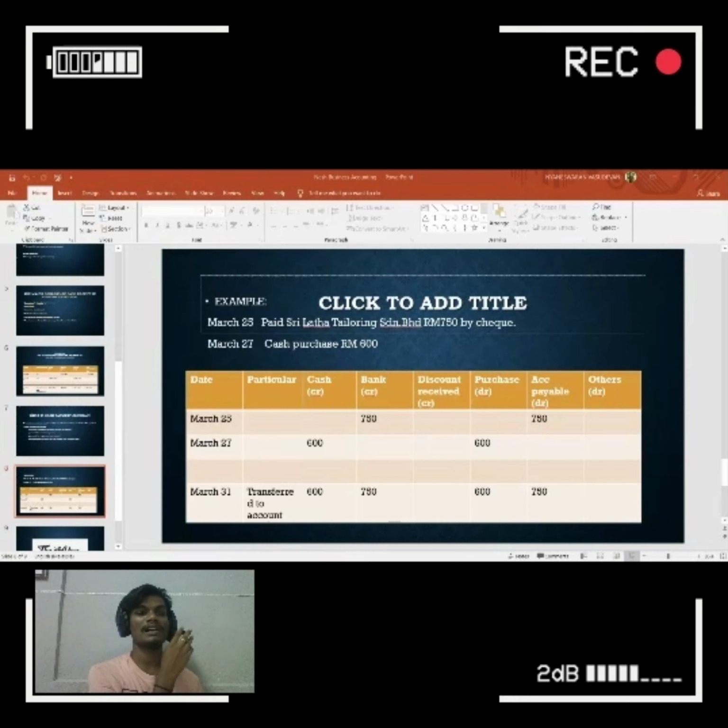So what we can see from here is on March 25, the company has paid Sri Data Tailoring RM 700 by check. So we can see another check here. So when it comes to check, it will definitely under bank. And next one is cash purchase RM 600. So cash is under cash, purchase is under debit. Purchase under debit account. Right?